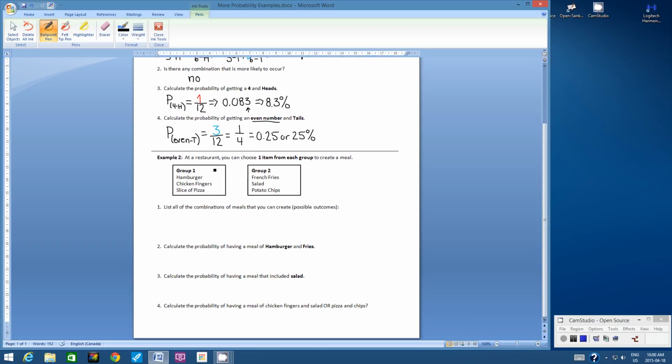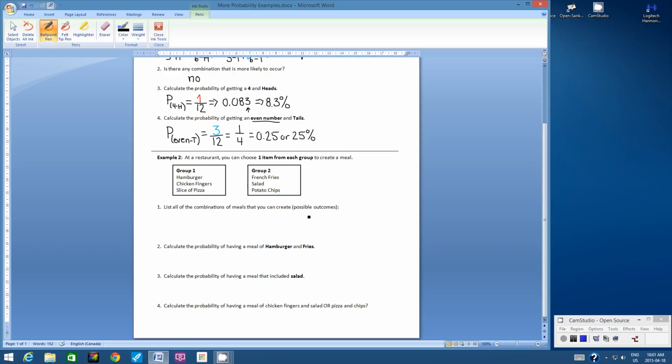Example 2. At a restaurant, you can choose one item from each group. We have group 1 and group 2 to create a meal. So let's look at what's in group 1. Hamburger, chicken fingers, slice of pizza. All good choices. Group 2, French fries, salad, potato chips. All very tasty choices. So we're going to take one from group 1 and one from group 2 to create a meal. So list all of the combinations of meals that you can create. In other words, what are the possible outcomes?